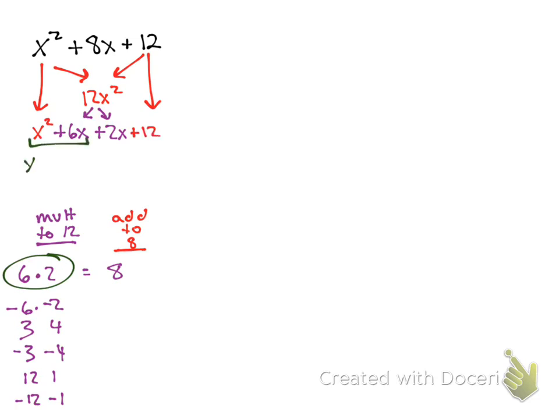So then we start grouping. The first group has x in common, so we take x out. The second group, they can both be divided by 2, so we divide everything by 2, so factor out 2. So then you get x plus 6. So 2x divided by 2 is x. 12 divided by 2 is 6.